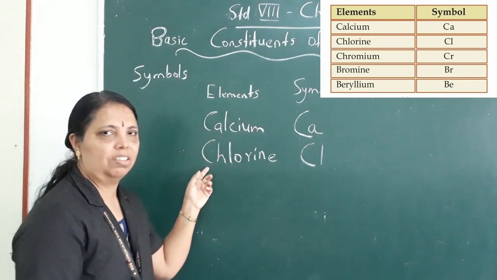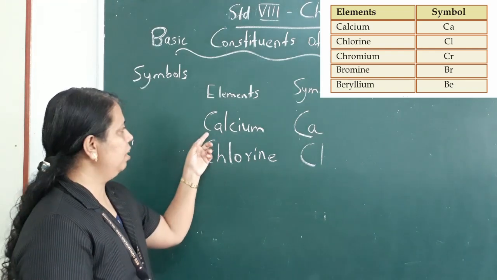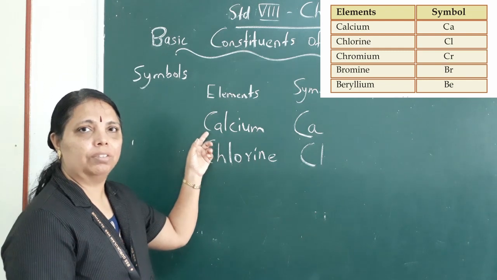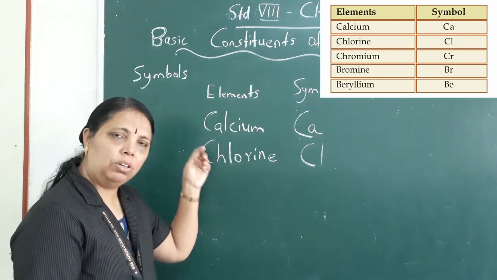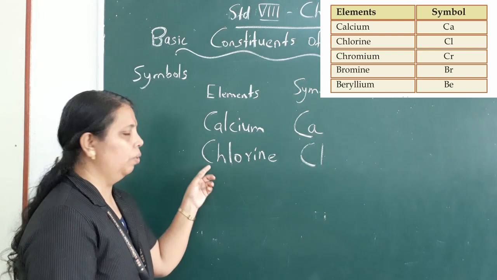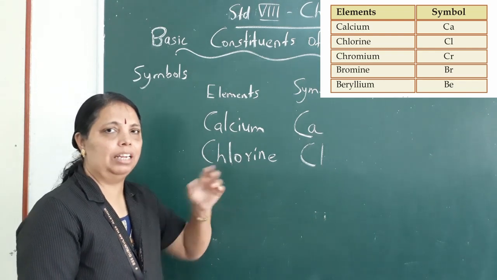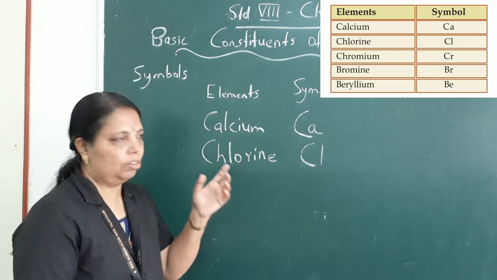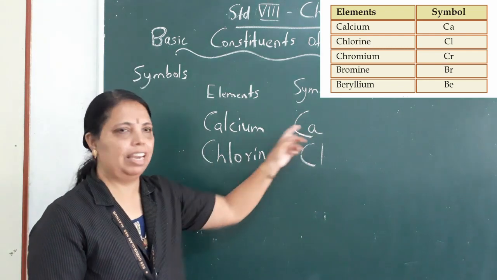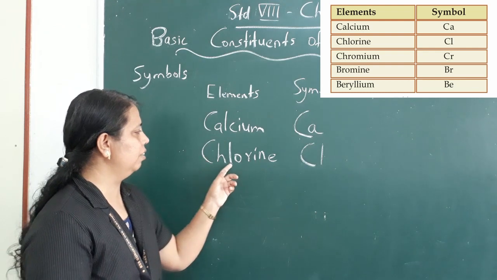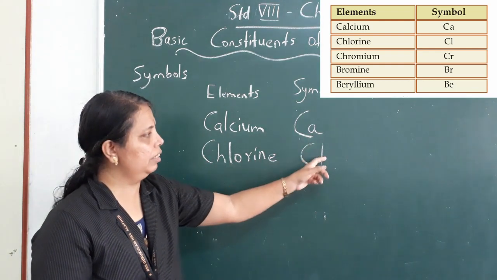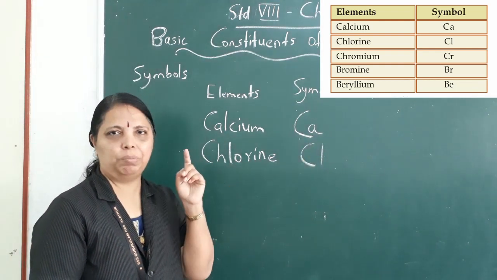Every time we can't just write the first letter. See, if you write just C, carbon also is C, calcium also C, chlorine also C, cobalt also C. No, this is not possible. We can't differentiate the elements. So in case of calcium, first and second. In case of chlorine, first and third. This must be written in small letters. First letter must be capital.